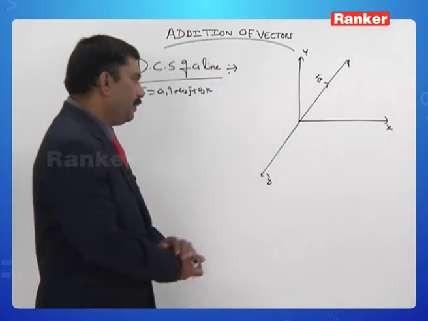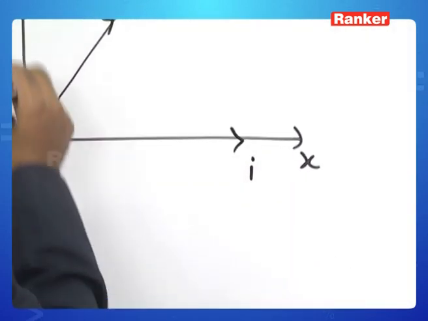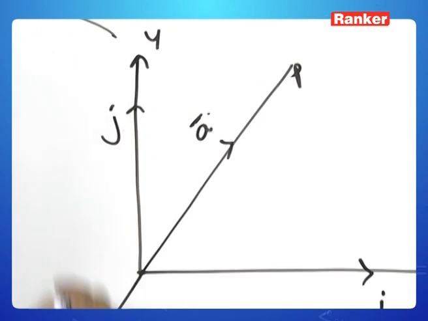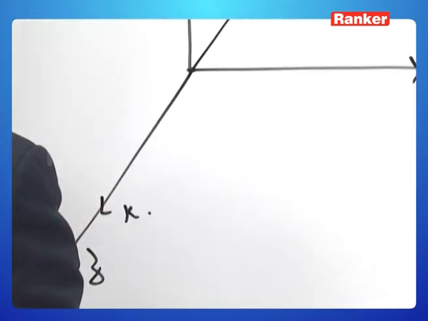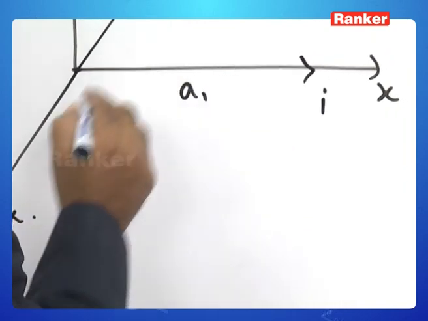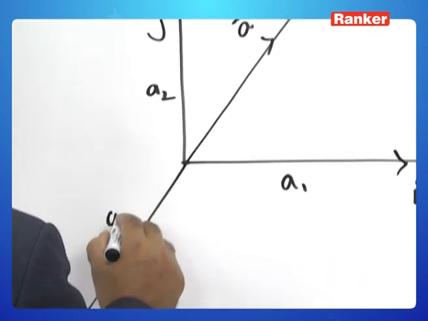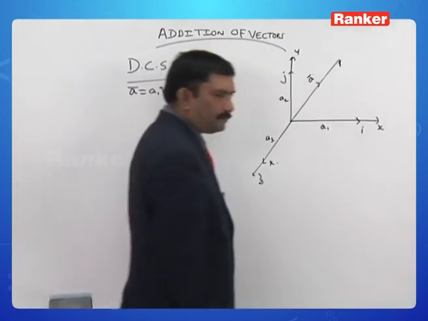So this is i, this is j, this is k. Now the scalar or component along the x-axis is A1, the component along the y-axis is A2, and the component along the z-axis is A3.